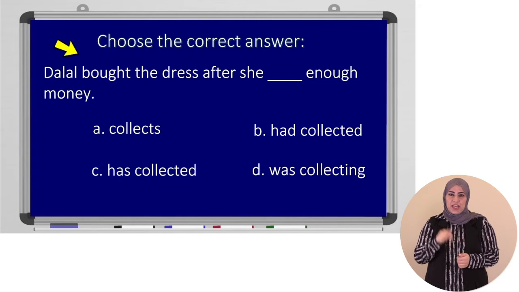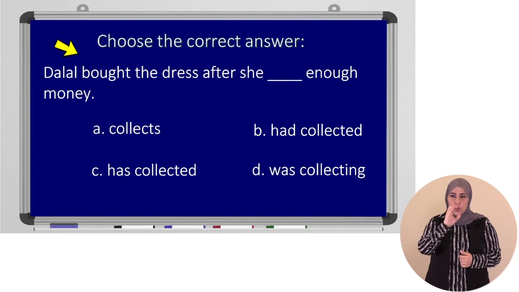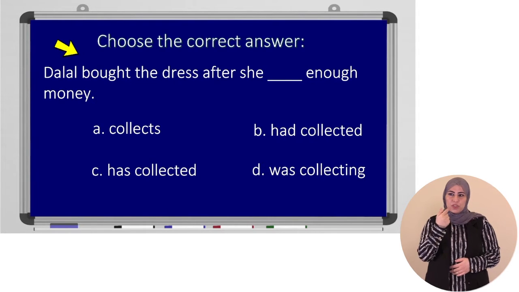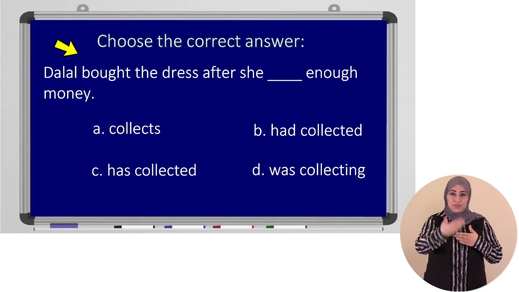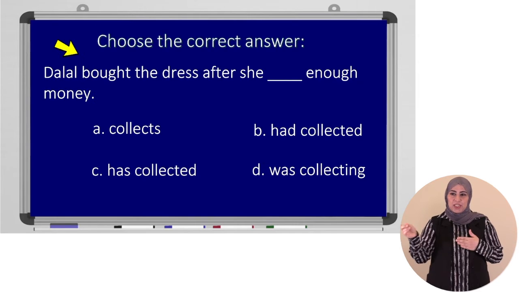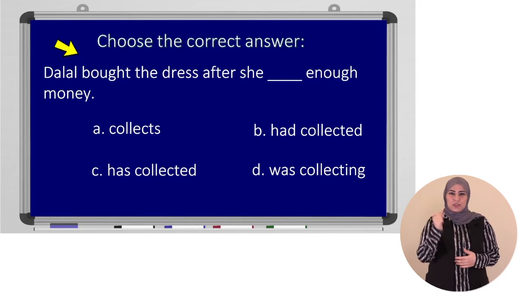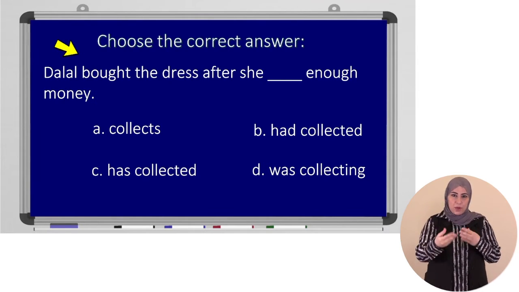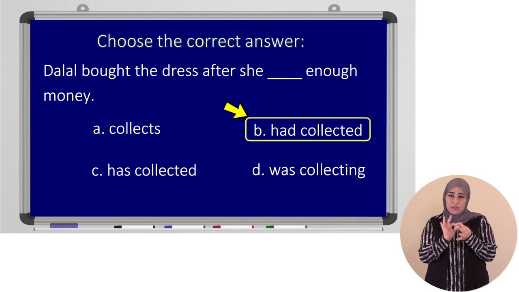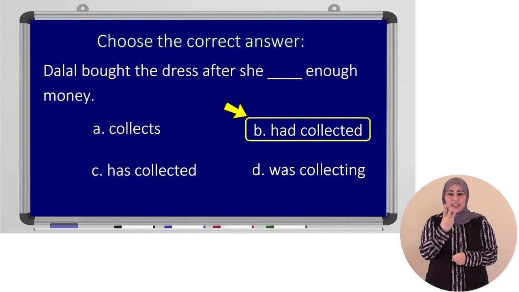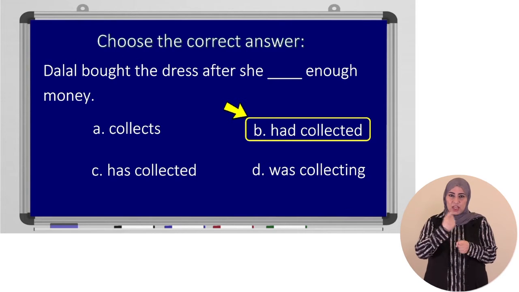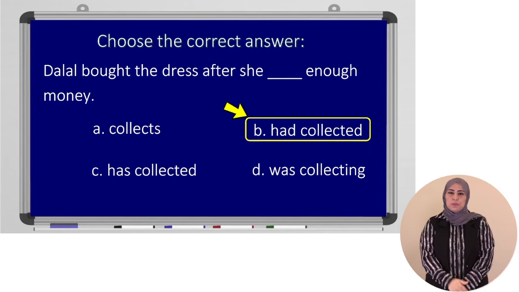Now it's time for an exercise. Let's look at it on the screen together. Choose the correct answer. Dalal bought the dress after she, what? Enough money. After is always followed by what? Past perfect or the regular past? What do you think? After she had collected. Excellent. You're getting there. So notice if you see the word after, obviously it's going to be followed by had and the verb in the past participle.